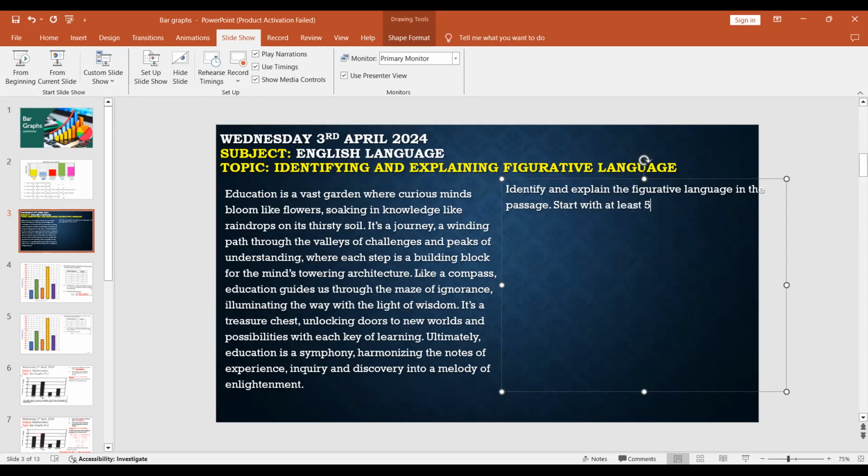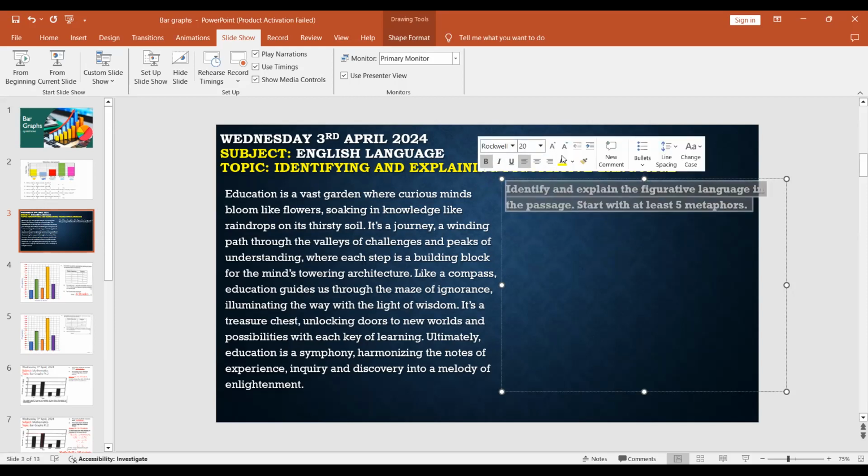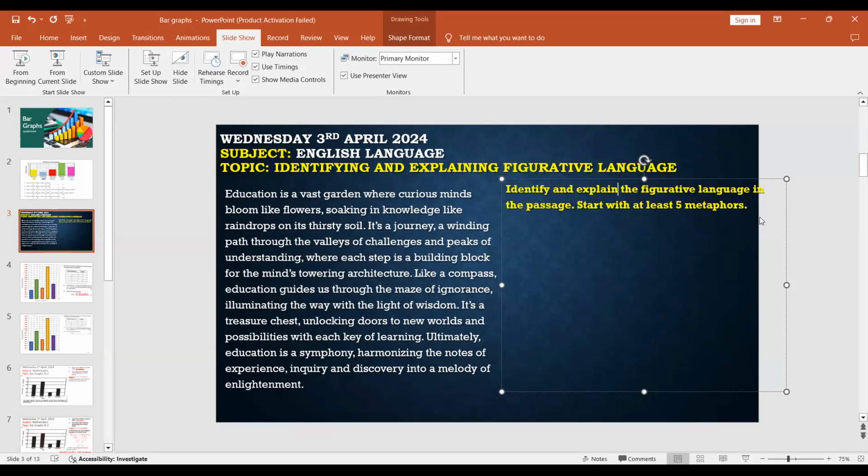So we can start with at least 5 metaphors. All right, so let's go ahead and do it. We want to start with at least 5 metaphors, right? Number 1, can anyone identify the metaphors that you see?